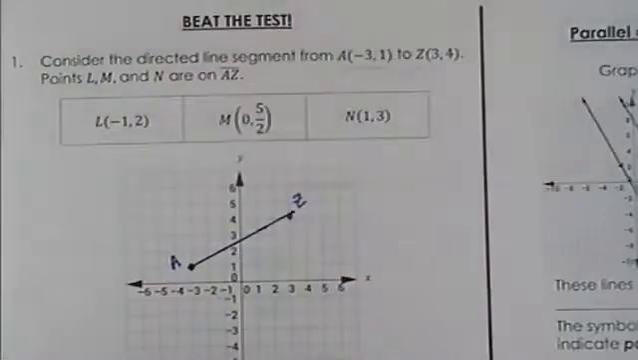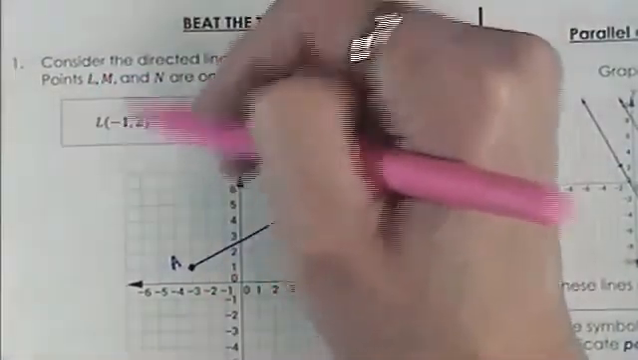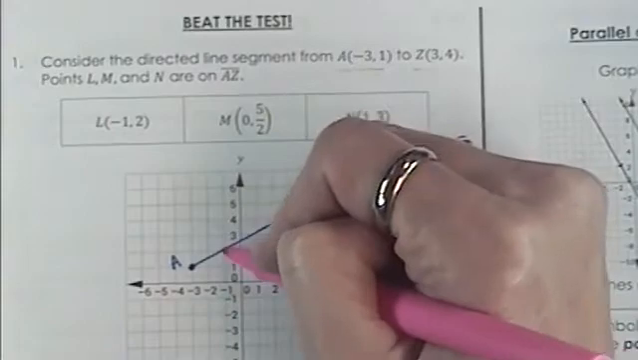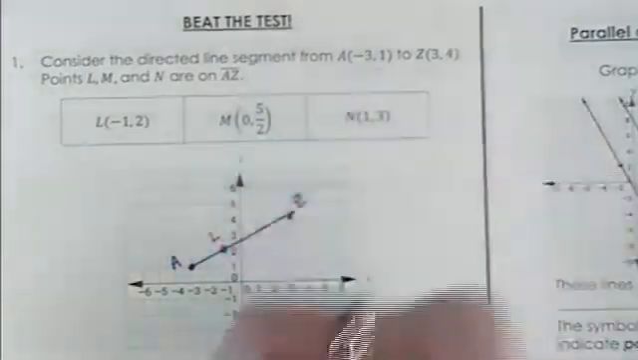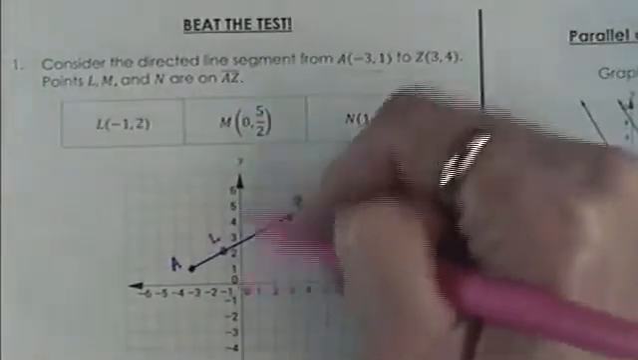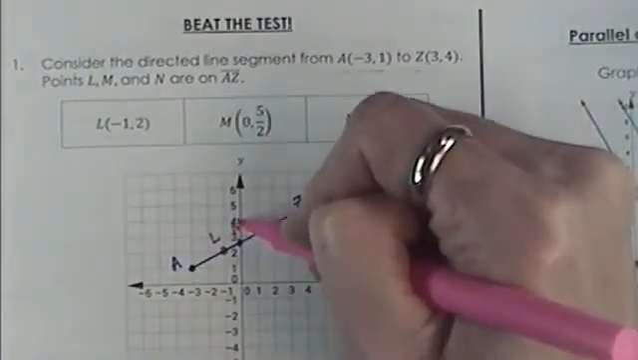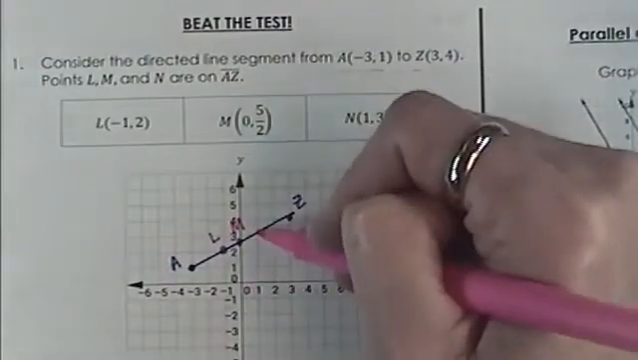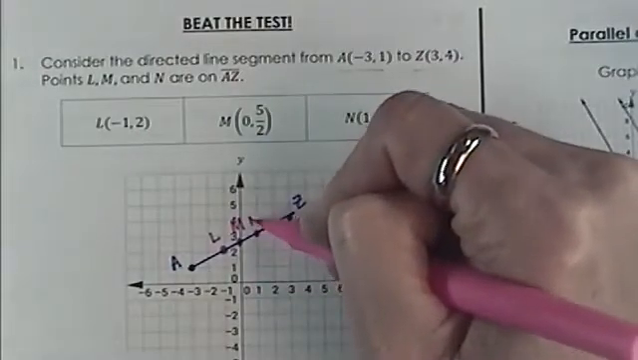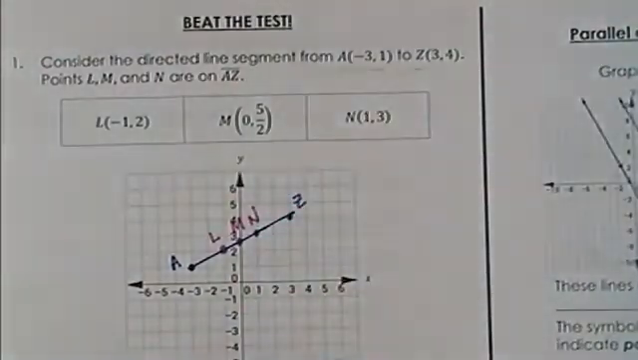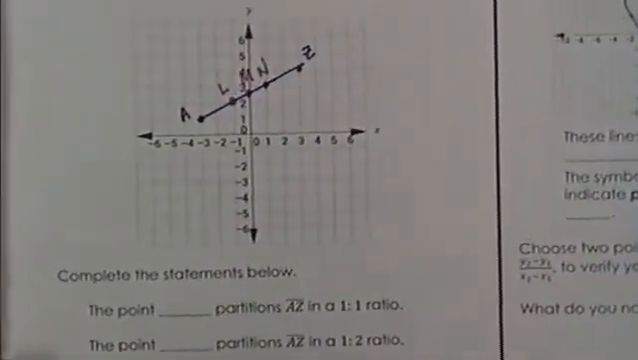So let's go ahead and put L at -1, 2. M is at 0, 2.5, so right there. And N is at 1, 3, right here. Okay. Complete the statements down below.